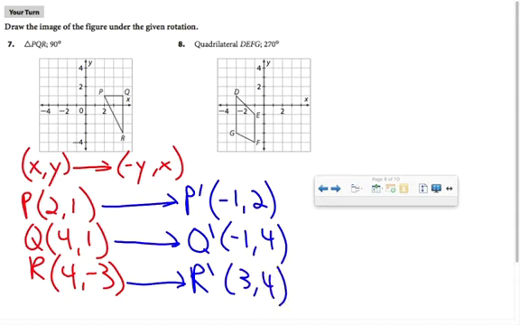So let's plot that. P prime at (-1, 2), Q prime at (-1, 4), and R prime at (3, 4). And there's our rotation.